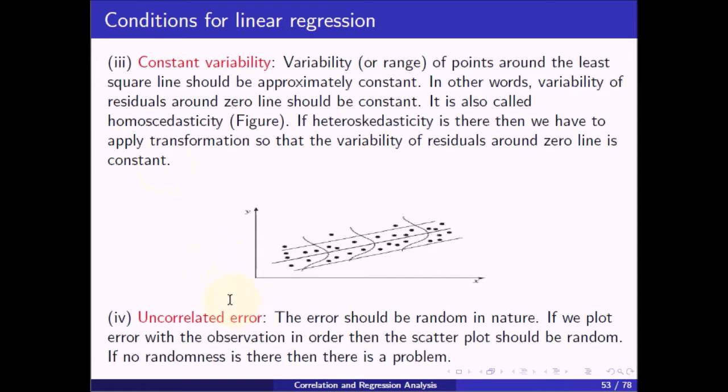Now, uncorrelated errors. The errors should be random in nature. If we plot the errors with the observations in order, then the scatter plot should be random. If no randomness is there, then there is a problem.